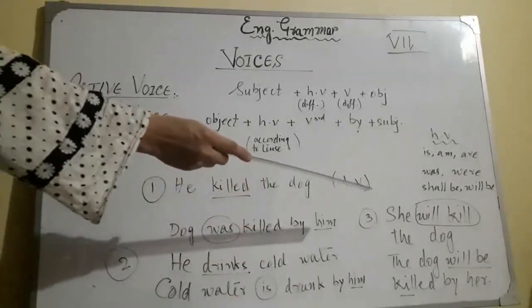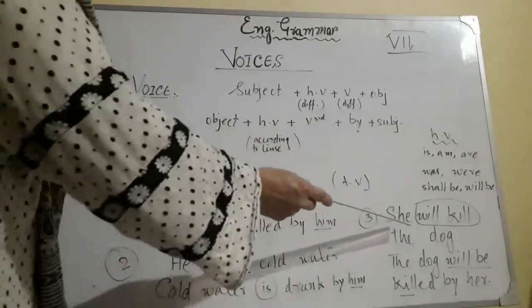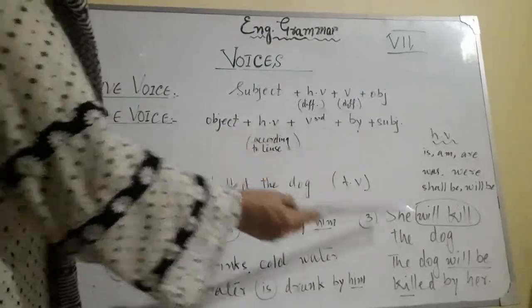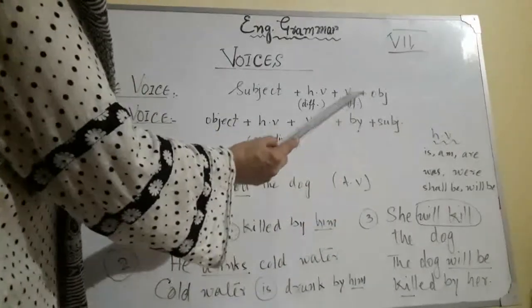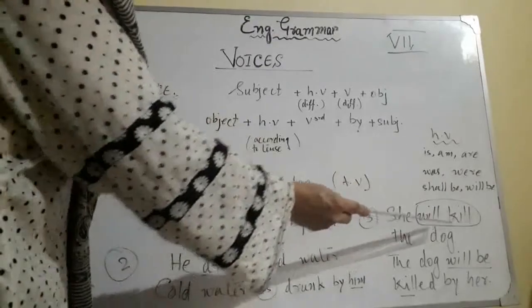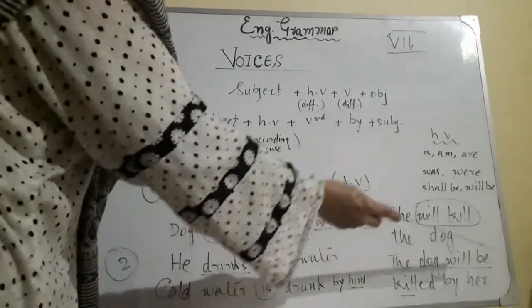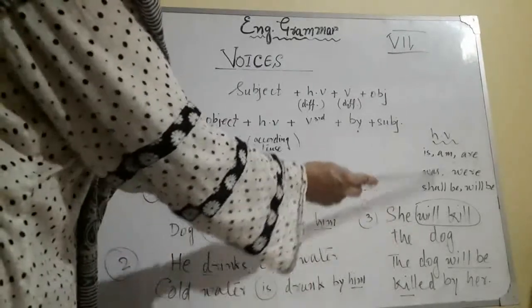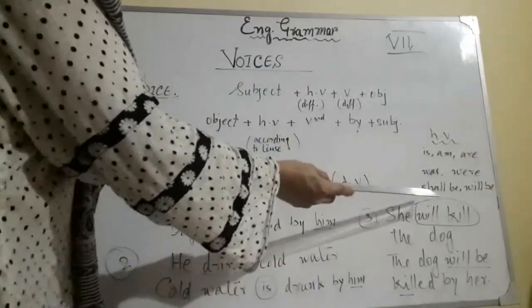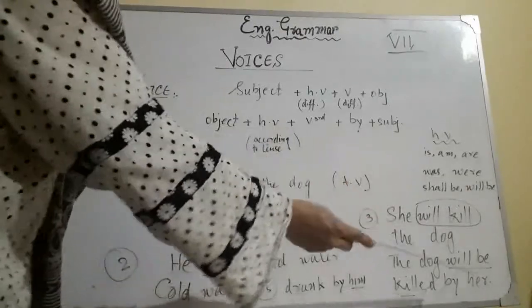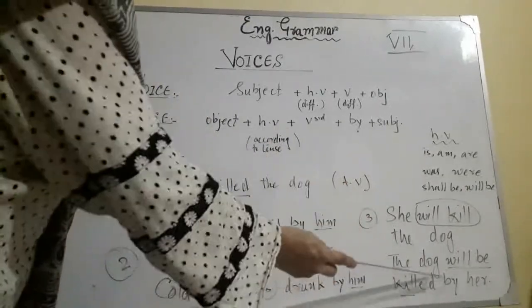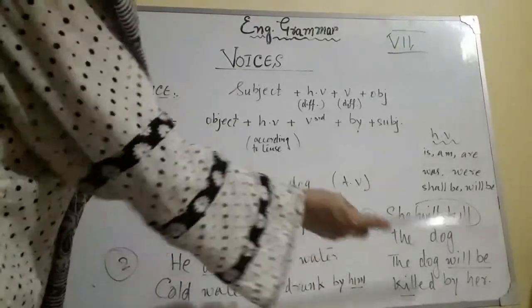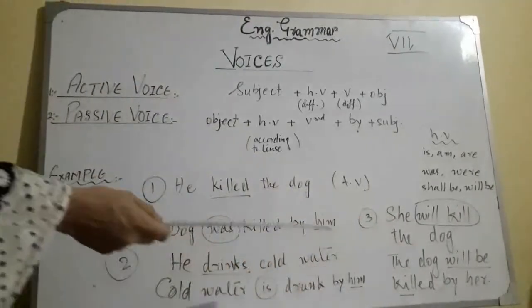In case of future, she will kill the dog. Subject, then helping verb for future, then verb first form because it is future indefinite, then object the dog. How will you change it? The object will come at the beginning, the dog, then as I told you, shall and will of active voice will convert into shall be, will be. The dog will be, then third form of the verb killed, then preposition by, and then she will convert into her.